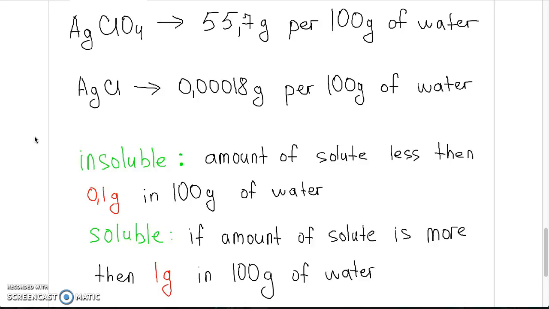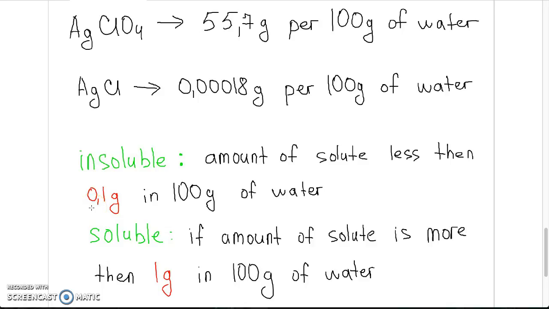The solubilities of ionic salts have a wide range. For instance, in contrast to silver perchlorate, which has a solubility of 55.7 grams per 100 grams of water, only 0.00018 grams per 100 grams of water of silver chloride can be dissolved. And that's why we say, if the maximum amount of solute dissolved in 100 grams of water is less than 0.1 gram, we say that this solute is insoluble.